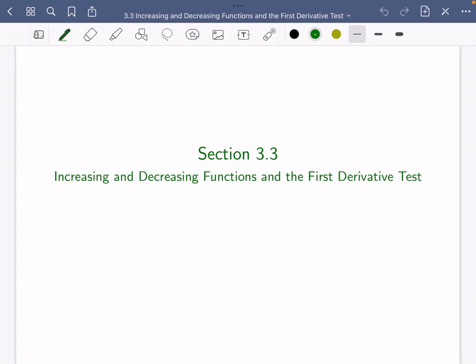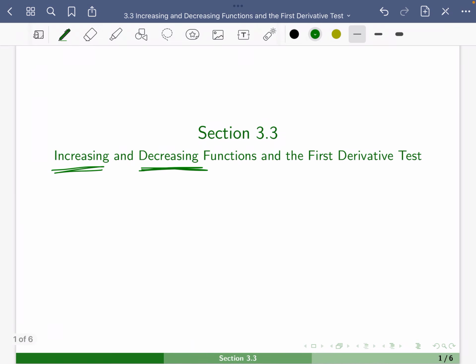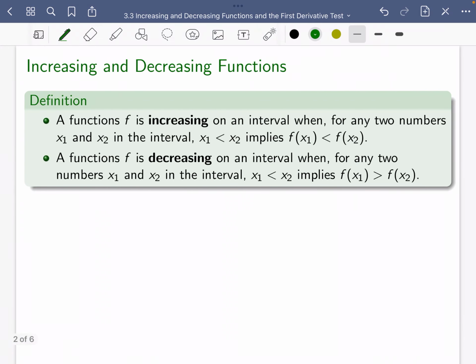In this video, we are going to take a look at what the first derivative tells us about the graph of a function. In particular, how does it indicate when a function is going to be increasing and when it is decreasing? Right, so let's look and see. So what do we mean by increasing and decreasing when we're talking about functions?